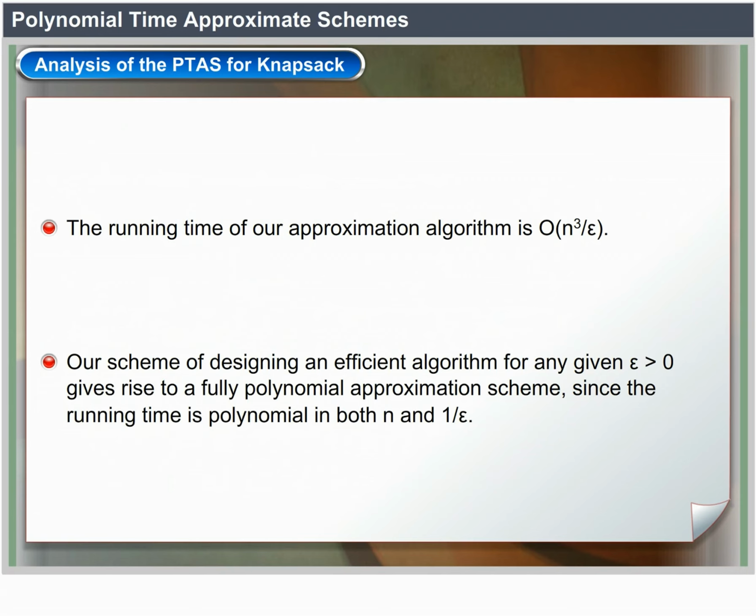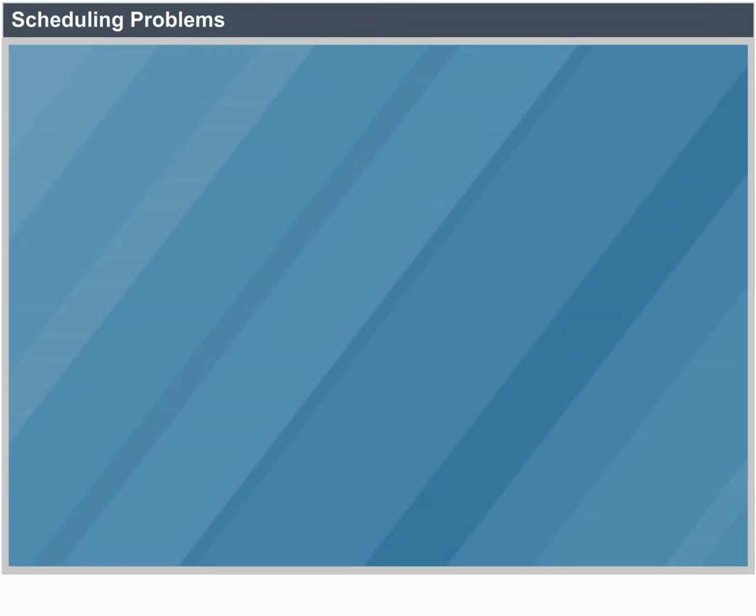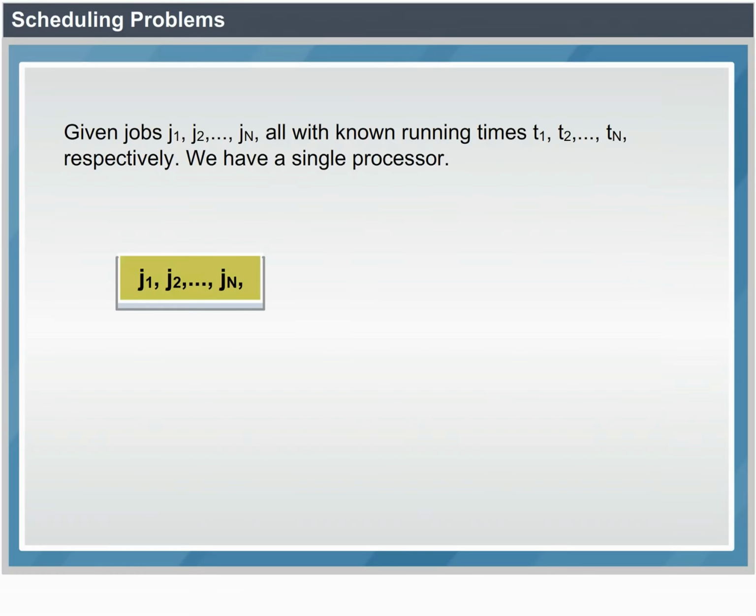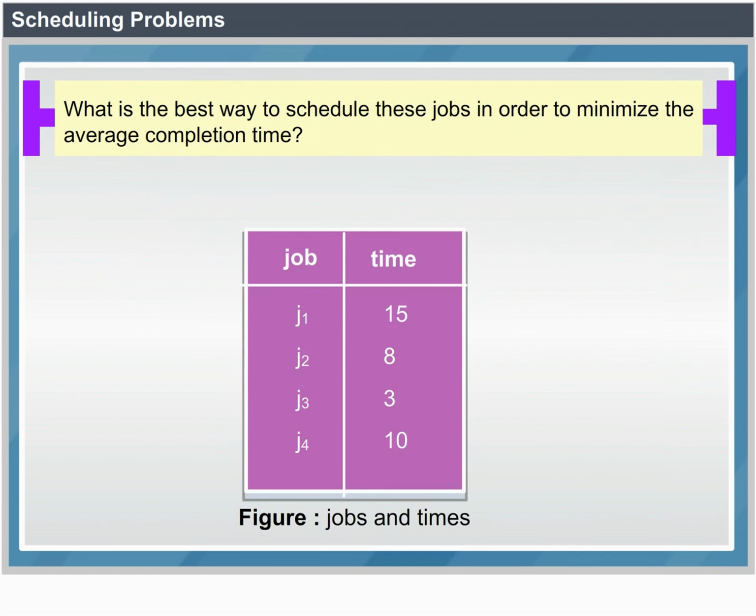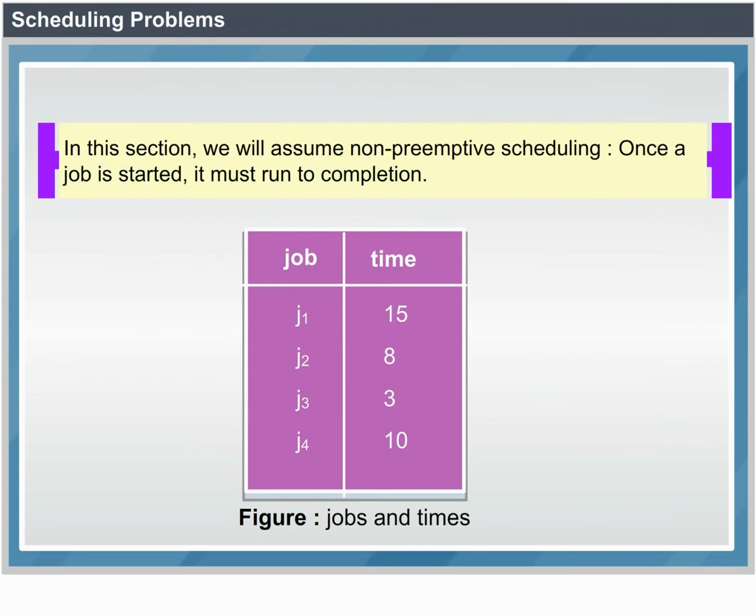Scheduling problems. Given jobs j1 up to jn, all with known running times t1 up to tn respectively, we have a single processor. What is the best way to schedule these jobs in order to minimize the average completion time? In this section, we will assume non-preemptive scheduling. Once a job is started, it must run to completion.